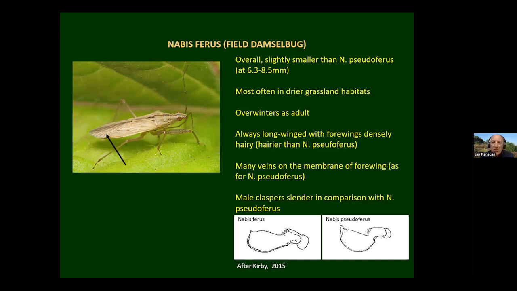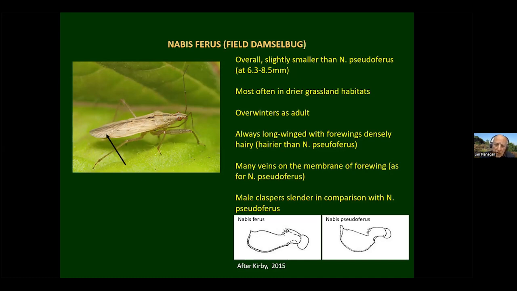I've got pseudoferus there. But they are hairier than pseudoferus. There are also many veins on the membrane of the forewing. This is what makes it sort of recognizable from species like Nabis rugosus that has only a few membrane veins. And the male claspers are distinctive in this species.